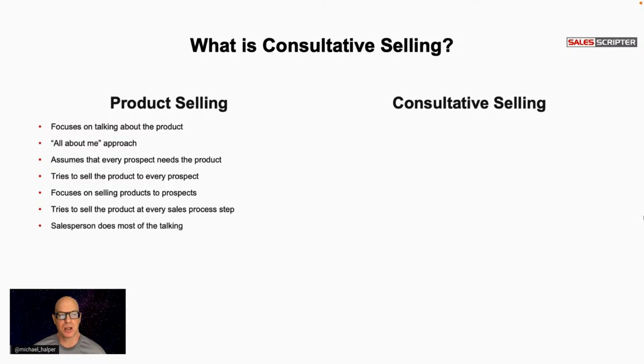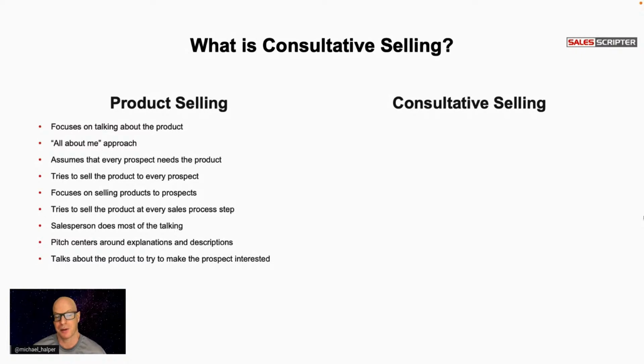Because the product selling salesperson is trying to create interest in the product by talking about the product, the salesperson will typically do most of the talking when engaging with prospects. The sales pitch they deliver will center around explanations and descriptions of what the product is, what it includes, and what it does. This approach is primarily to talk about the product in order to make the prospect interested. So if the prospect says, I'm not interested, the salesperson will try to create more interest by talking more about the product.